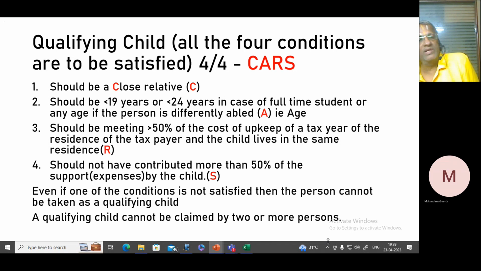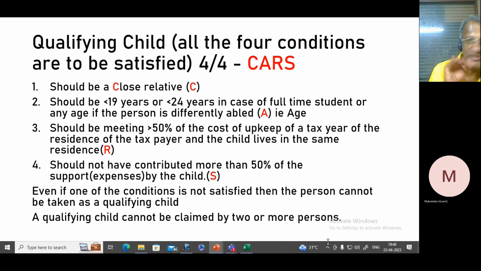One important thing is that a person will be taken up as a qualifying child only by one person. So therefore, a qualifying child cannot be claimed by two or more persons. It can be claimed only by one person. So are you clear? For the qualifying child test, there are four conditions: C, A, R, and S. CARS. Close relative, age factor.